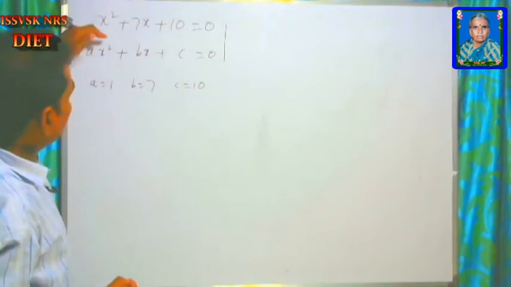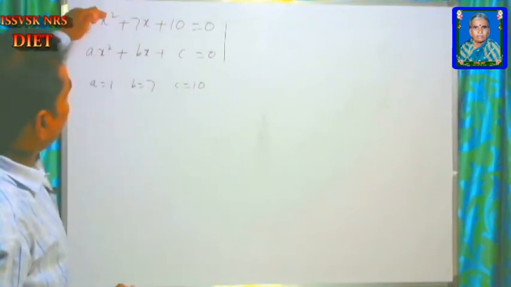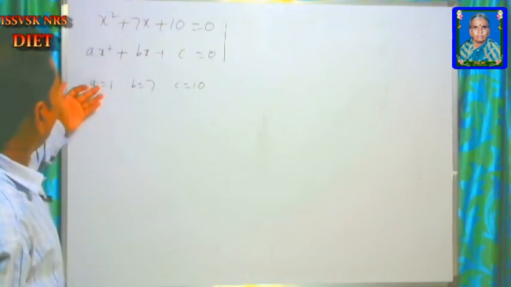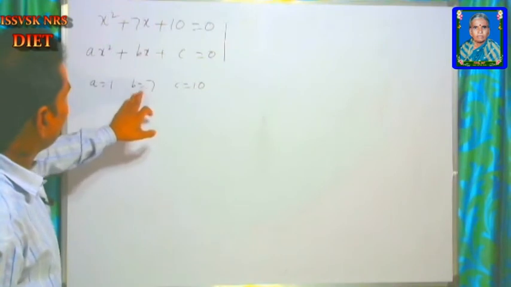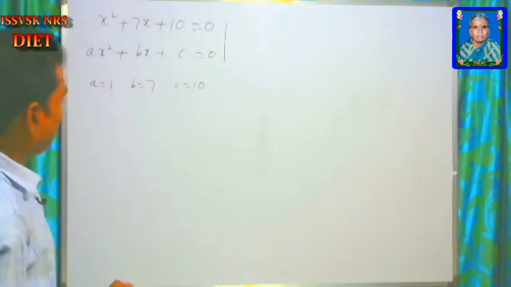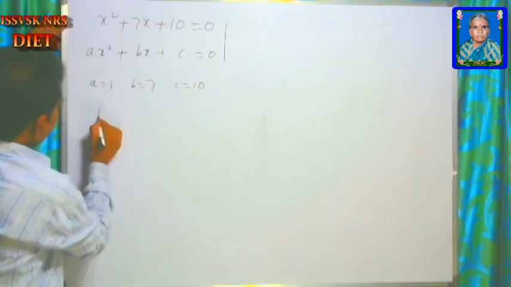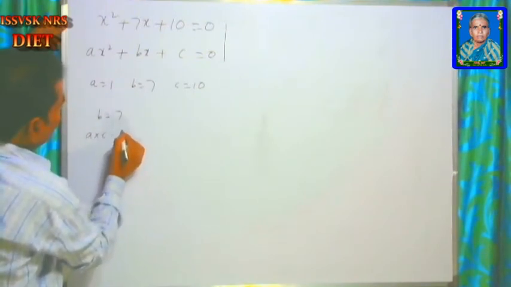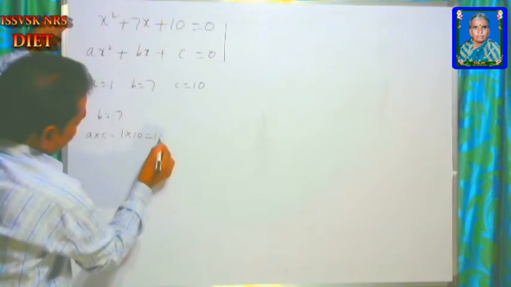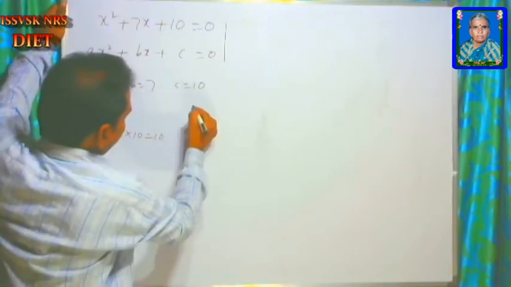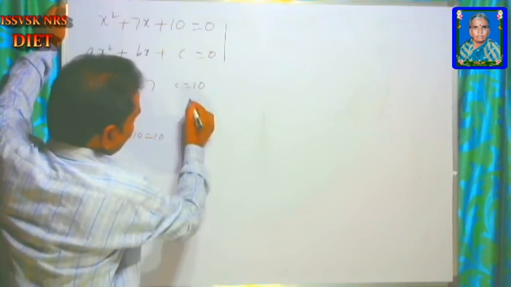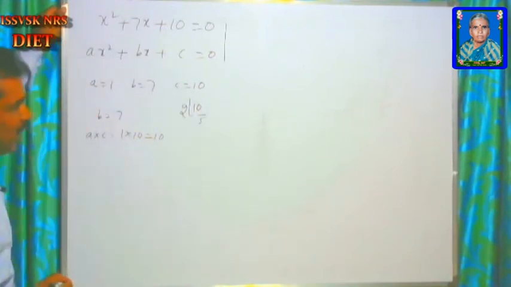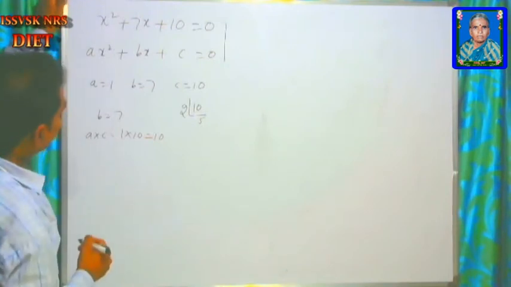By comparing these two equations, that is the quadratic equation in x and the standard form of the quadratic equation, we have a is equal to 1, b is equal to 7, c is equal to 10. Take b is equal to 7 and a into c is equal to 1 into 10 is equal to 10. Take 10 and find out the factors. 2 and 5 are the factors of 10.